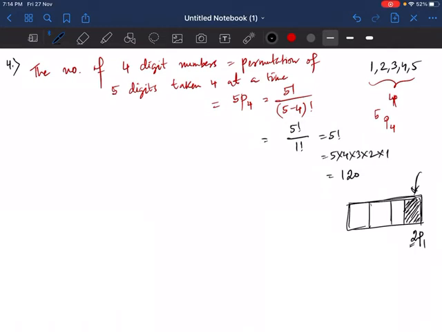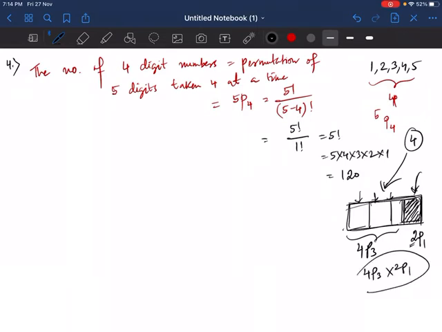Now one element is already used, so how many elements do we have? 4 elements. In the other 3 places we need to put digits, so from 4 numbers we take 3 at a time and arrange them in these 3 places. That is 4P3. So the 3 digits are filled in 4P3 ways, and the units digit, to make it an even number, is filled in 2P1 ways. By the multiplication principle, the required number of even numbers is 4P3 into 2P1. So this will be my answer.